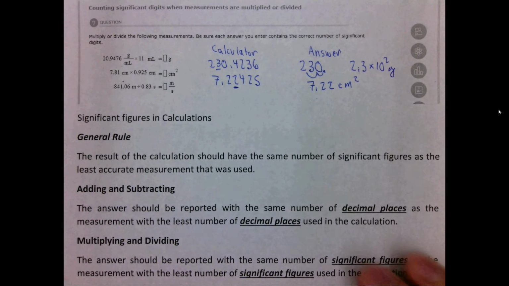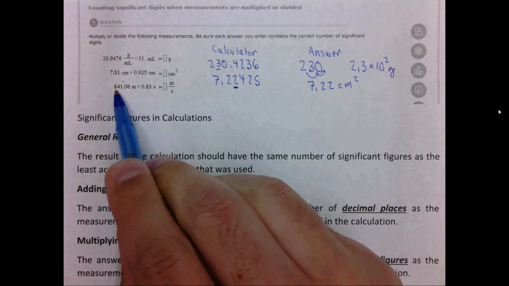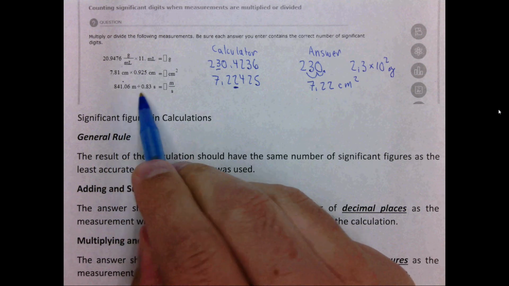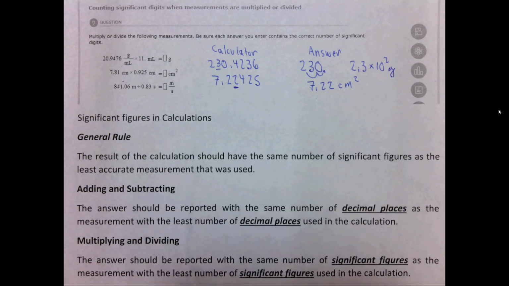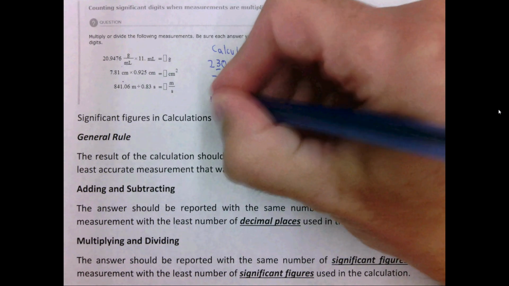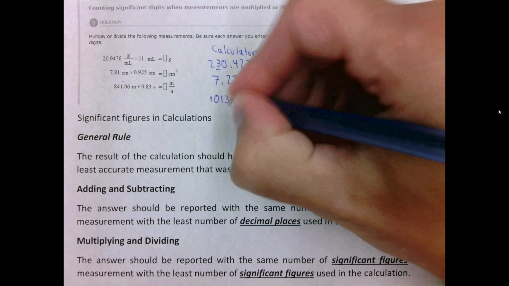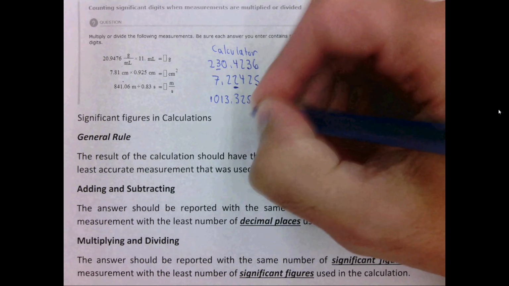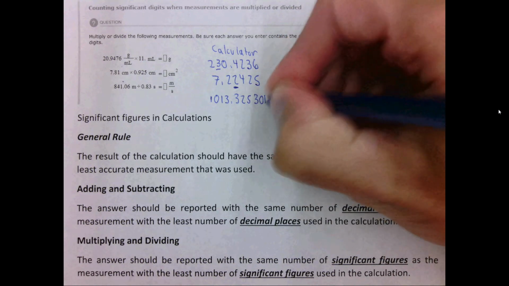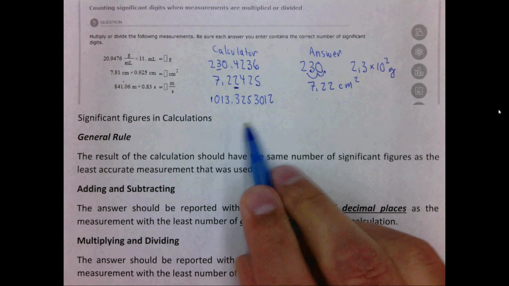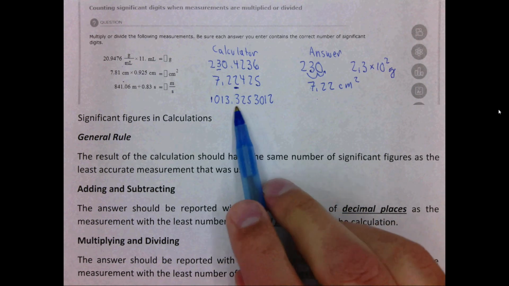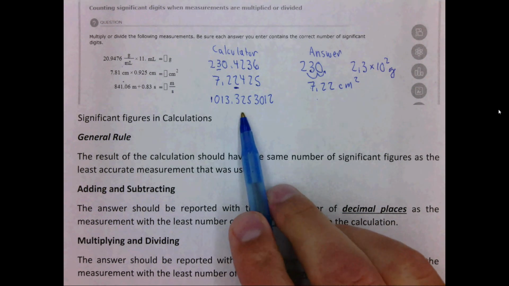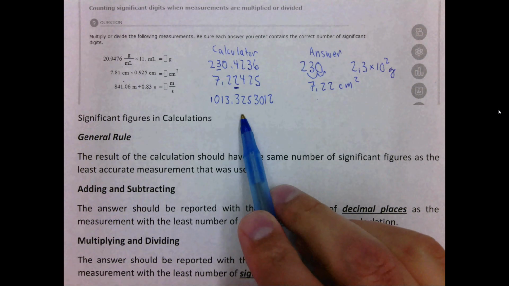In the last case, we have 841.06 divided by 0.83. When you do that in the calculator, you get 1013.3253012. So you get lots of significant figures. And as I've said several times, the calculator does not often give us the right number of significant figures. Usually we have to fix it.